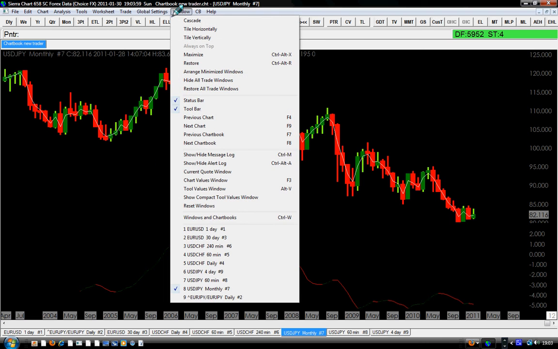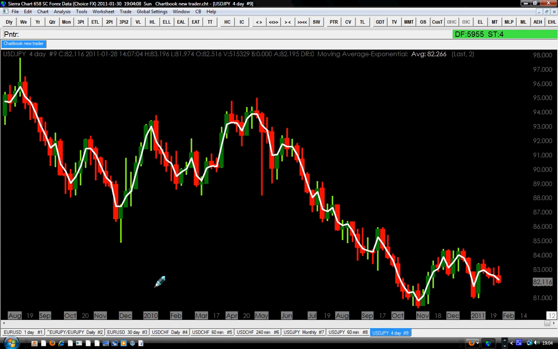What I'm going to show you now, pay very careful attention because we are moving a bit fast. I'm going to switch back to the 4-day chart of the USD yen currency pair. On this chart I again have the exponential moving average 2, the nearest indicator to the price itself, which is the exponential moving average 1, the number 1 indicator.